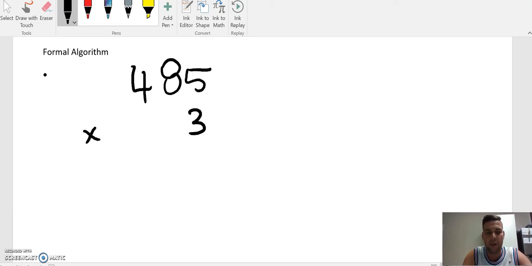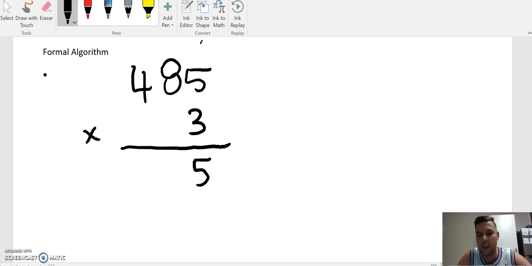multiplied by 3. Okay. So we know that when we're working with multiplication, we must start in the ones column, okay? And the first step we must do is 3 times 5. So we know 3 times 5 is 15. Now we don't write 15 down the bottom. We must put our 1 for our 15 and regroup it. That then goes on top of the 8.